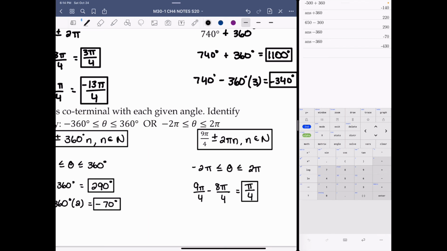And then if we subtract 8 pi over 4 again, we would get a negative value, so 9 pi over 4 minus 8 pi over 4 times 2. 8 pi over 4 times 2 would be 16 pi over 4. 9 minus 16 would be negative 7. So we get negative 7 pi over 4, which is greater than negative 2 pi and less than 2 pi. So it's within our restrictions for theta.